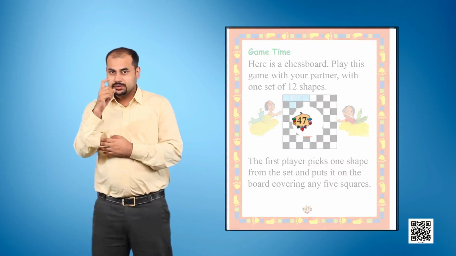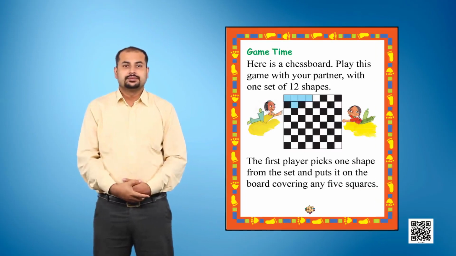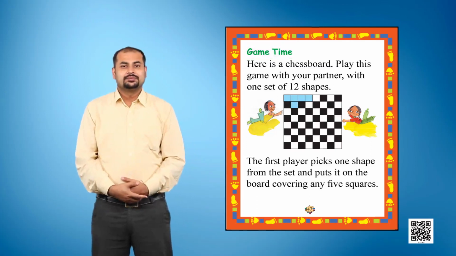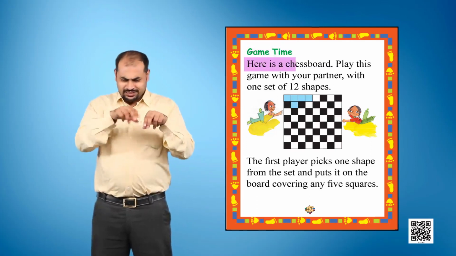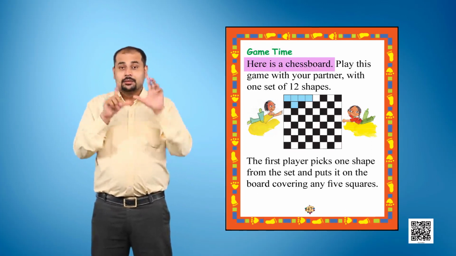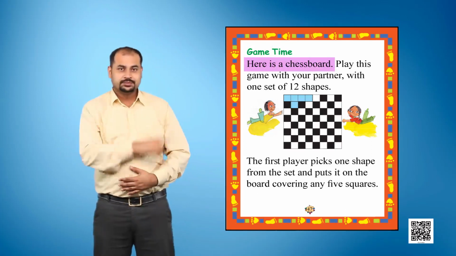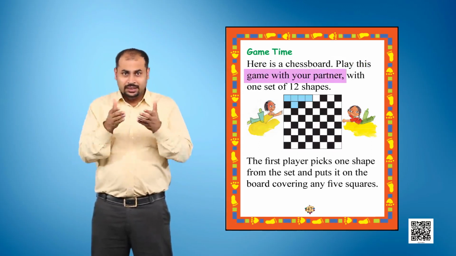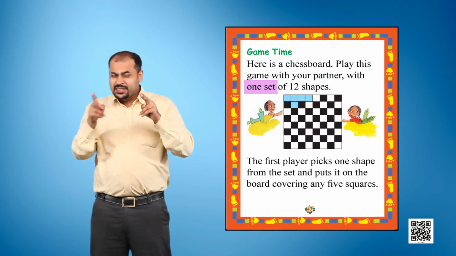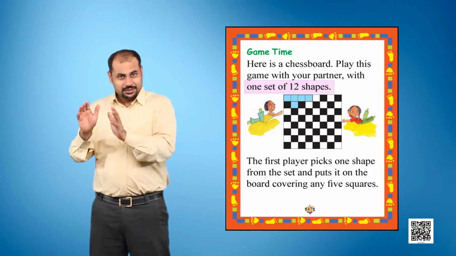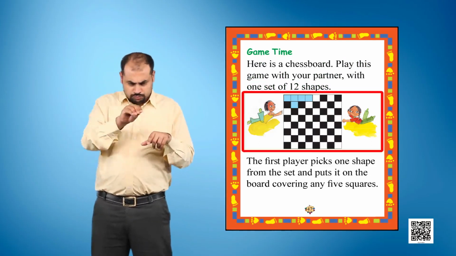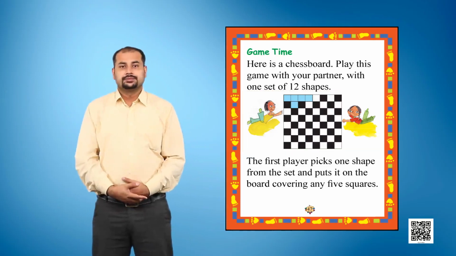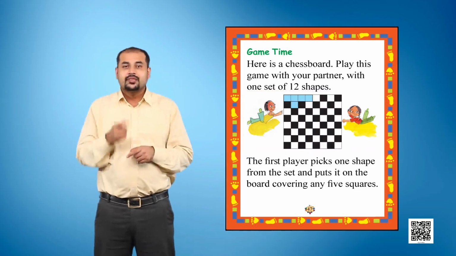Page 47. Game time. Here is a chess board. Play this game with your partner with one set of 12 shapes. Below this we see a chess board and two kids playing on it.